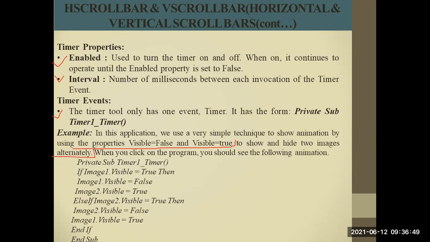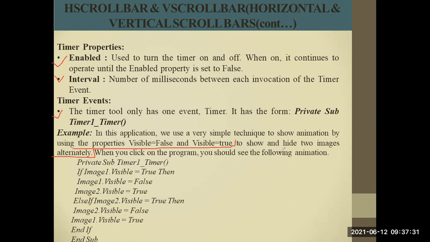So what do you have to do now? The question is, frequently you have to show two images. So if the visible is true, the first image will appear, and if the visible is false, the second image will appear. Okay. Now I have to frequently change this, so I have to use the timer here. Now I will have a certain amount of time assigned to each image, the period for which it will be visible. Fine.